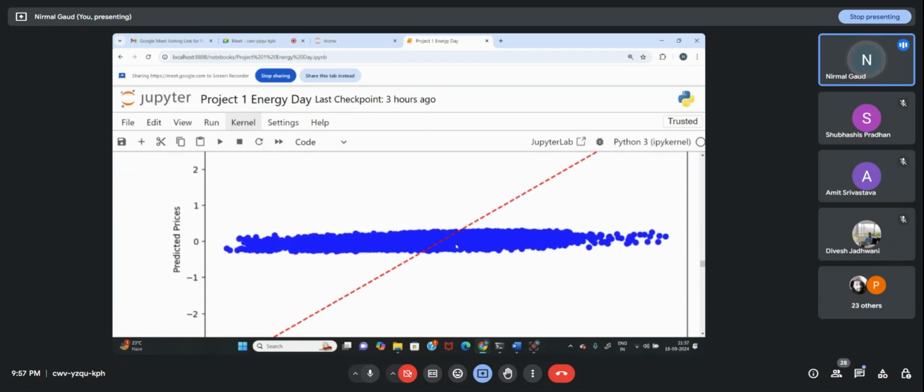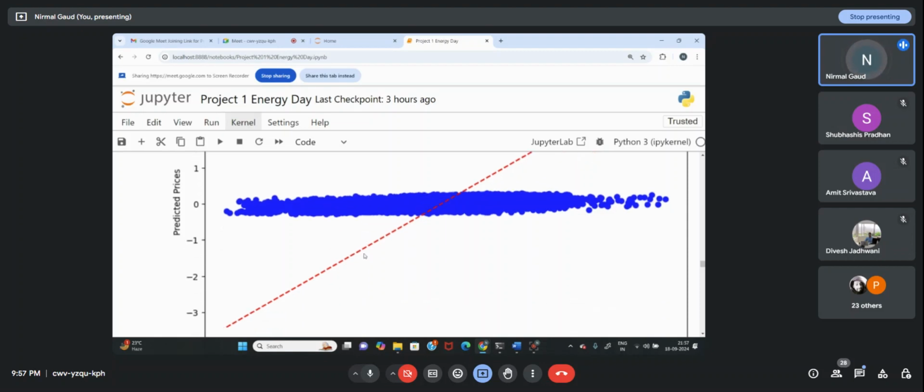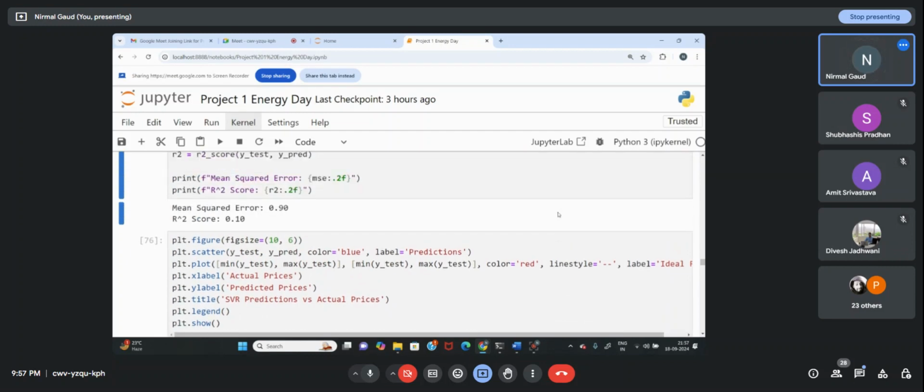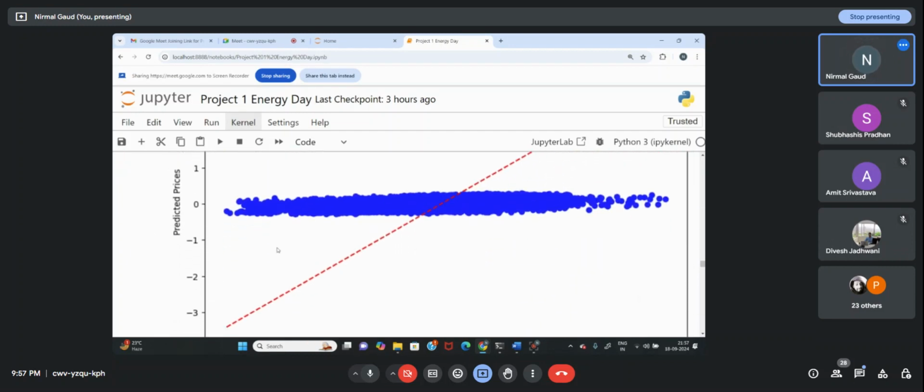So this red dotted is the actual line. Blue are the predicted points. So 10% of the points are just sitting on the line. The rest are not far away, but closer to the line because the error is less. Only 0.9 is the error. So these blue points are the predicted points.